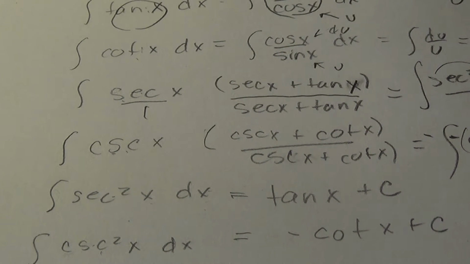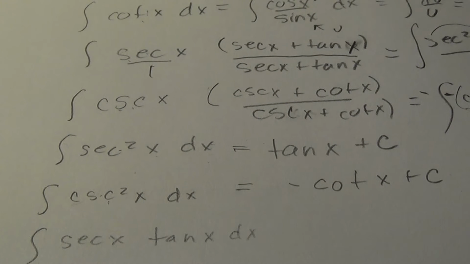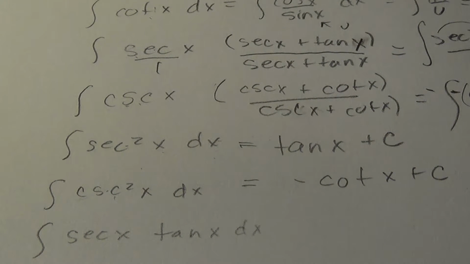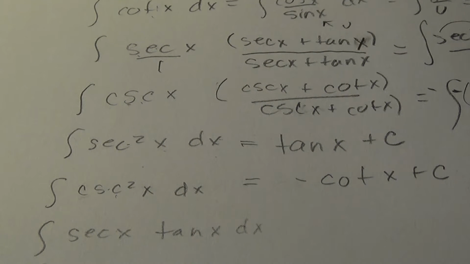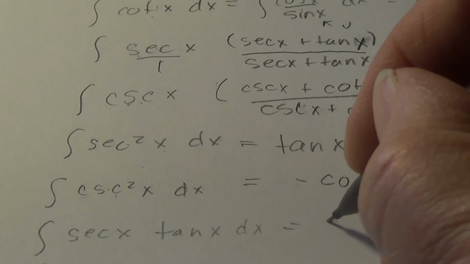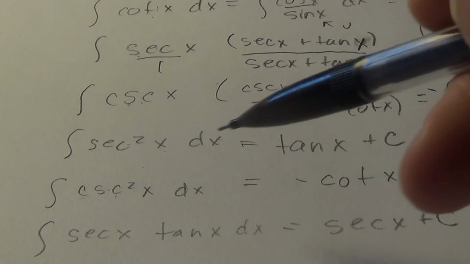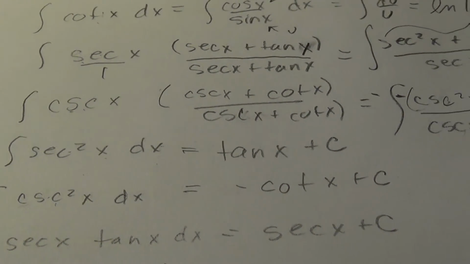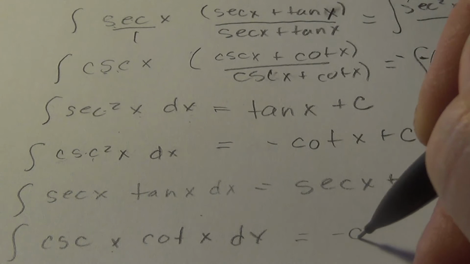So are there others that we can borrow from derivative land? There are. So let's go borrow those. Secant tan, that kind of came up in the middle of one of the ones we did already. So secant tan comes out to be secant x plus c, because the derivative of secant is secant tan. And close cousin, this one turns out to be negative cosecant.